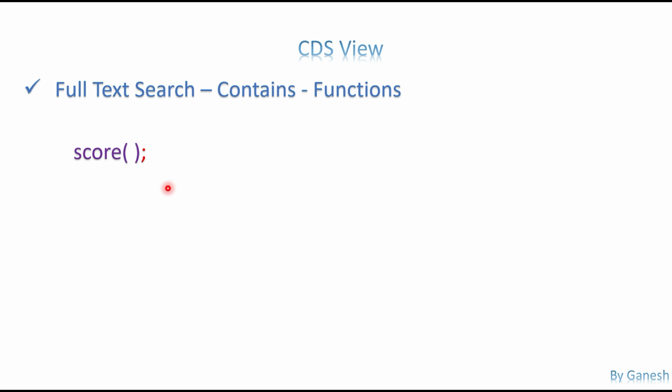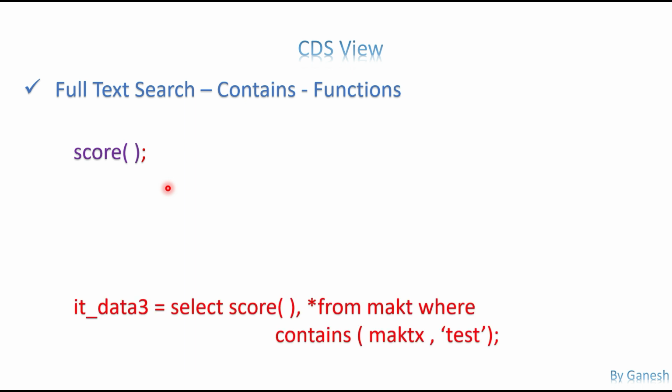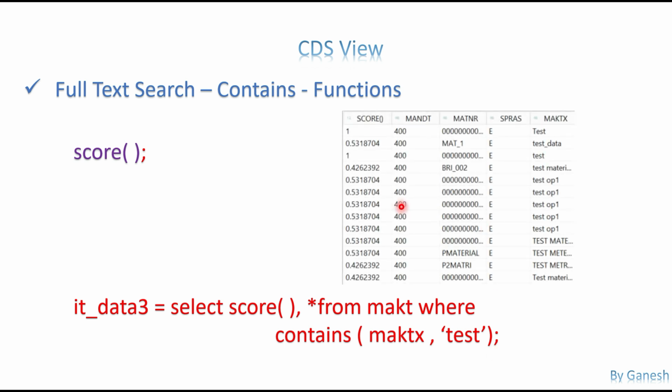Okay, so the next function is score. It's pretty simple to understand. Score exactly says how closely the value is matching. It is used if it is really required to show it as one of the parameters to the user, that this much of the search criteria is matched based on the user input. The syntax is select score, from which table, what is the field name and your user parameter. And it gives an output like this.